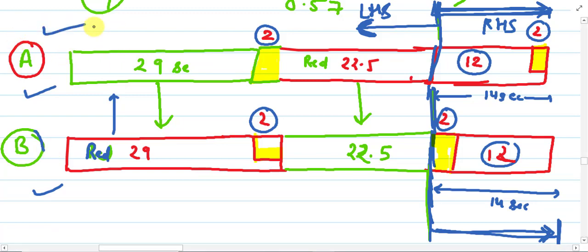So I hope you understand the diagram of the Webster method. In our next lecture, we will move to the last method, which is the IRC method, a combination of the approximate method and the Webster method, and we will solve some numericals that occurred in previous GATE examinations. From that you will clear the signal designing process.